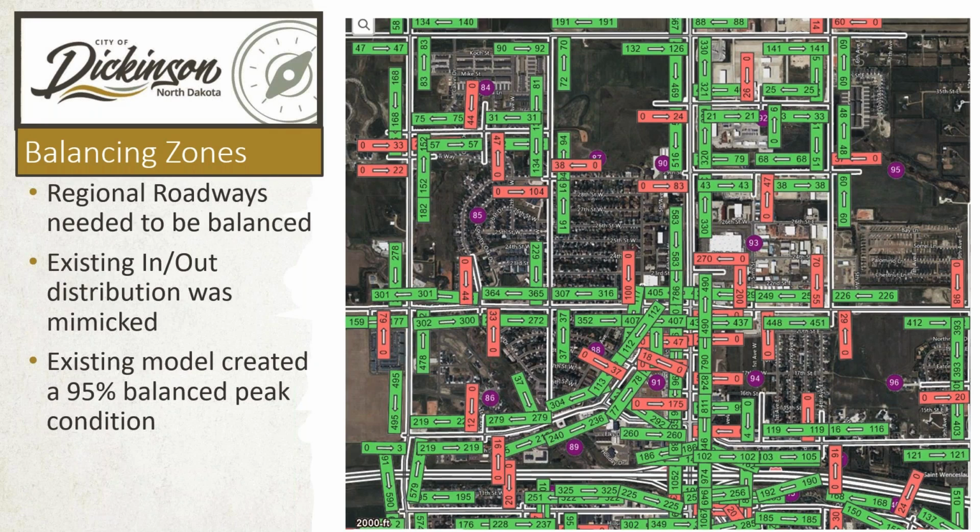And so once we were comfortable with our volume set, we did bring that into Vistro and then balanced our zones with our in and out distribution that we mimicked from the existing conditions. And then once we did balance these, we did see that there was a 95% balanced peak condition, which was very helpful to see, knowing that our data matched well with the model.